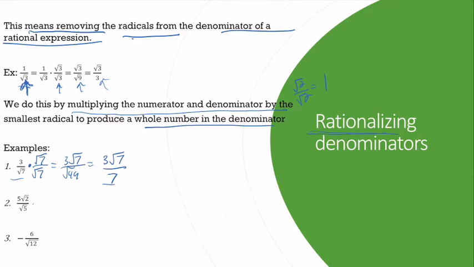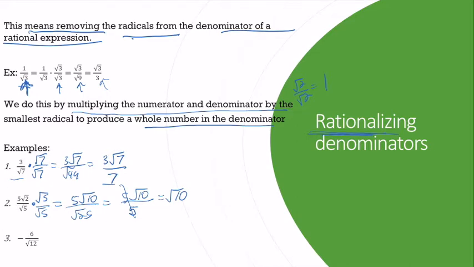Let's try this again. I have the square root of 5 as my denominator. So I have 5 square root of 2 over the square root of 5. I multiply both sides by the square root of 5. I get 5 square root of 10 over the square root of 25. So 5 square root of 10 over 5. Those 5s are going to cancel, so I'm left with just the square root of 10.